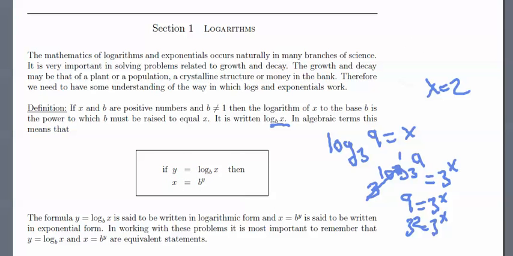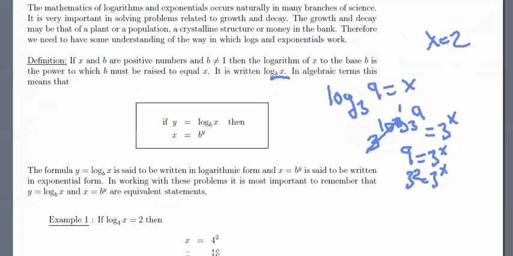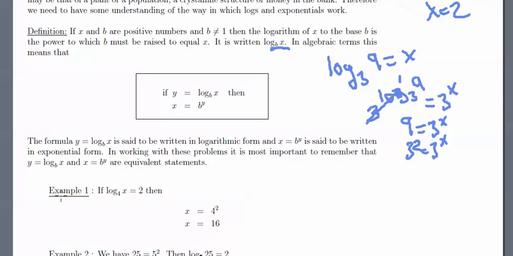Alright. Now, one last thing. If the formula is written like this, y equals log base b of x, it's said to be in logarithmic form. If the formula is written x is equal to b to the power of y, it's said to be written in exponential form. But just so you know, these two are equivalent statements, meaning they're the exact same thing.